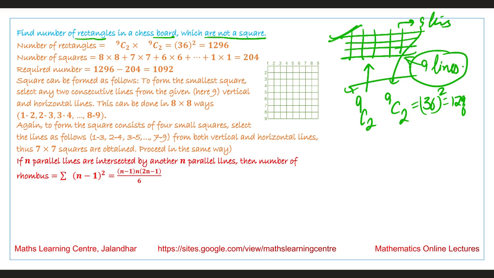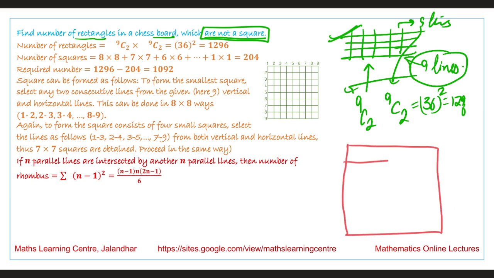Now we have to subtract, because we are saying they are not square. So when we are talking about not square, it means we have to calculate the number of squares here. Now to calculate the number of squares, I am talking about this condition. Suppose this is the chessboard, we are having some lines in this form.